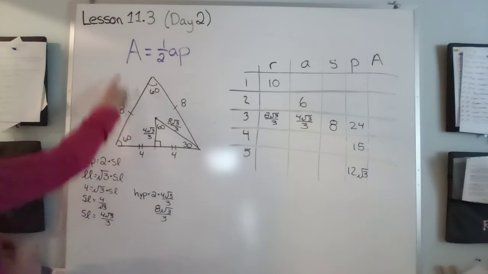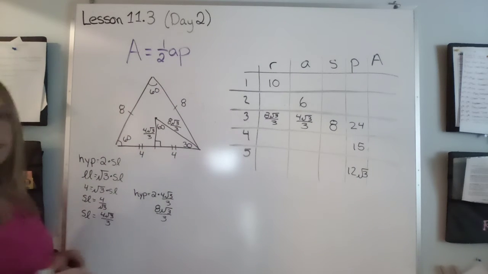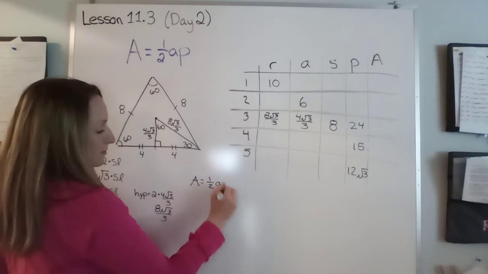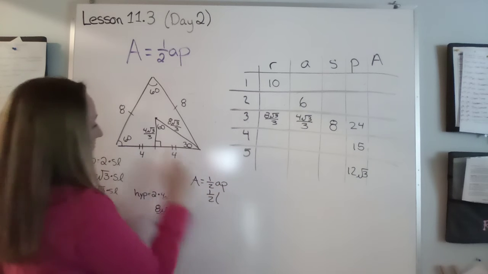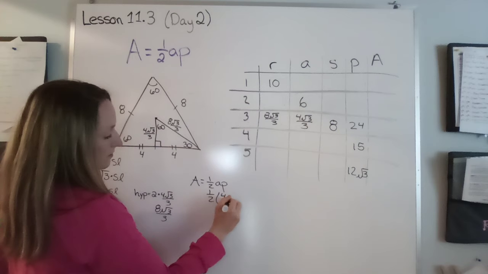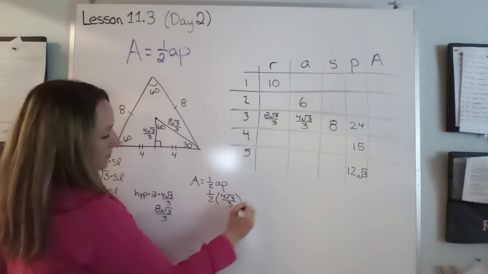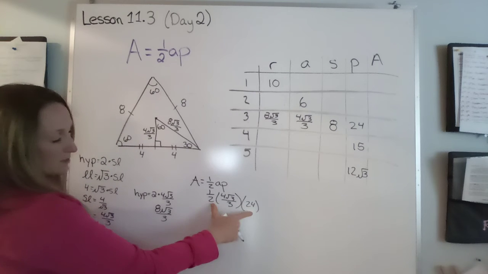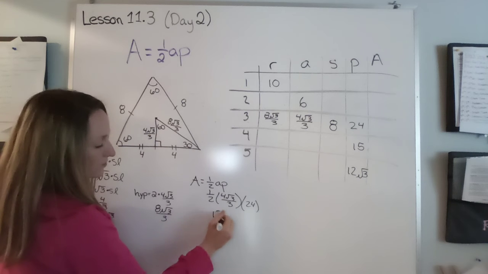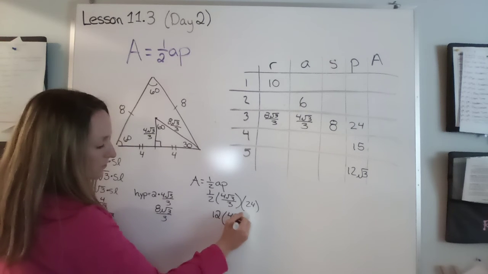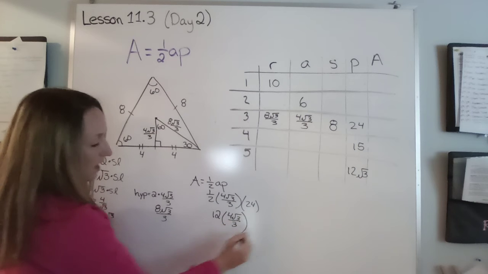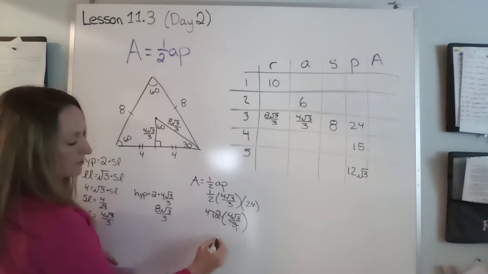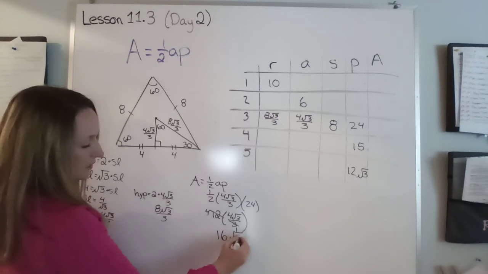And to get the area, you use this formula here, 1/2 apothem times perimeter, that we talked about yesterday in our notes. 1/2 apothem times perimeter. So 1/2, 4 root 3 over 3 times the perimeter, which is 24. I'm going to take half of 24 just because the math is easier. Half of 24 is 12. So now I have 12 times 4 root 3 over 3. I'm going to cross simplify. 3 goes into 3 once. 3 goes into 12 4 times. So 4 times 4 root 3 is 16 root 3.